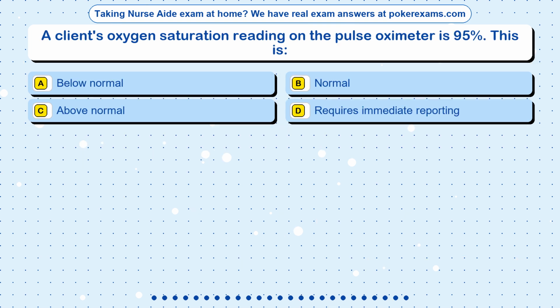Question 23. A client's oxygen saturation reading on the pulse oximeter is 95%. This is: Option A, below normal. Option B, normal. Option C, above normal. Option D, requires immediate reporting.